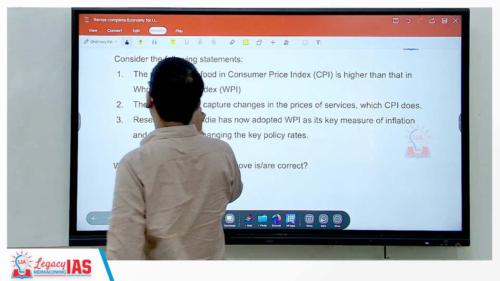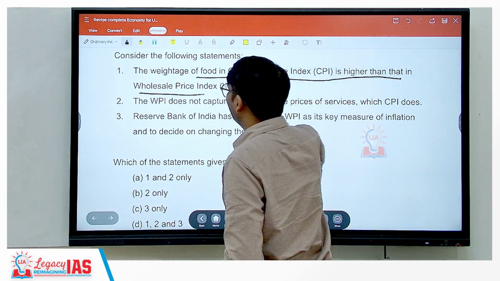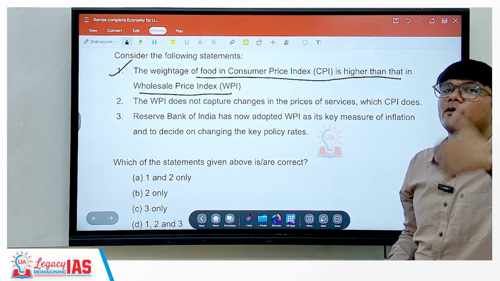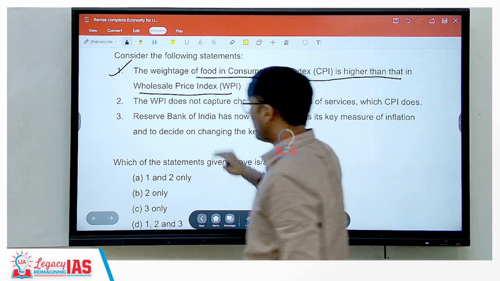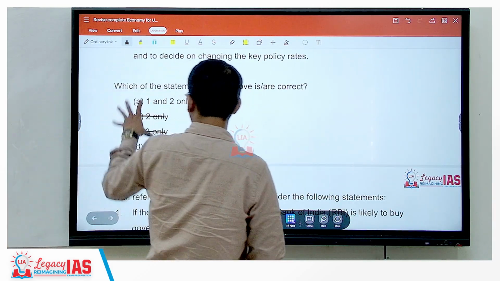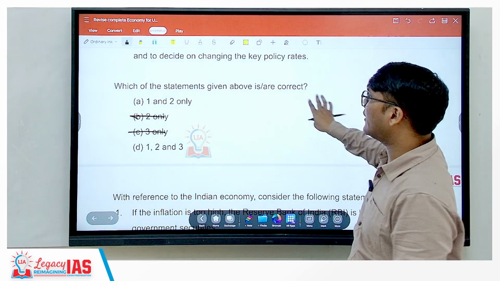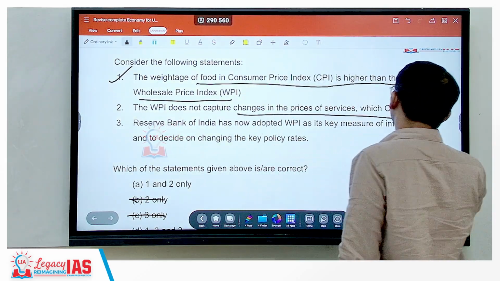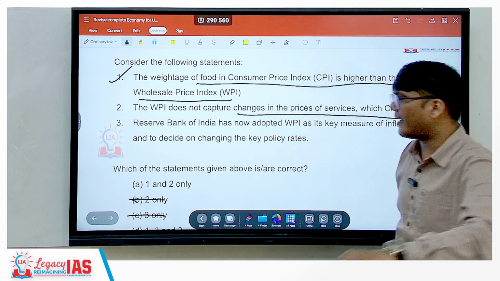Okay, so consider the following statements. The weightage of food in consumer price index is higher than that in wholesale price index. Yes, we saw that that is the case because it is at a consumer level. The consumer consumes a lot of food articles. So statement 1 is correct. Since statement 1 is correct, this goes out, only these two are remaining. So our dependency will be on statement 3. But let us look at all the statements. The WPI does not capture the changes in the prices of services which CPI captures. Absolutely right. That is one of the differences between WPI and CPI.